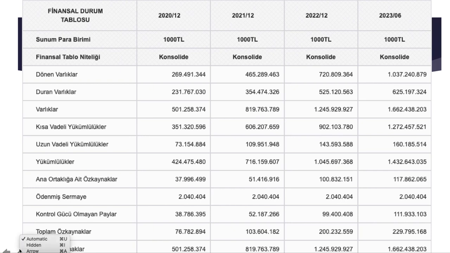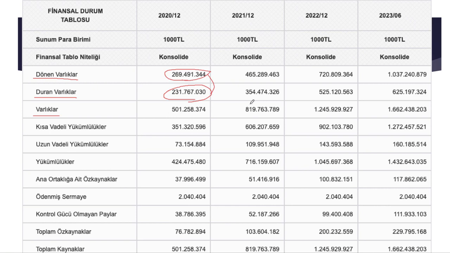In the Turkish markets, the first website link publishes a summary consolidated balance sheet, including current assets, fixed assets, and all together this is listed. Basically, we have the current assets as dönen varlıklar, given here. Then we have the fixed assets, duran varlıklar, given by this number. If you add these together, we get the total assets for this company.